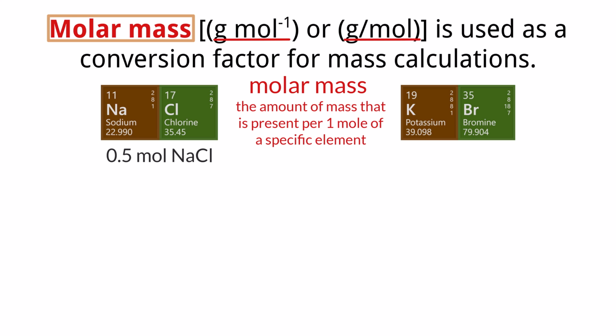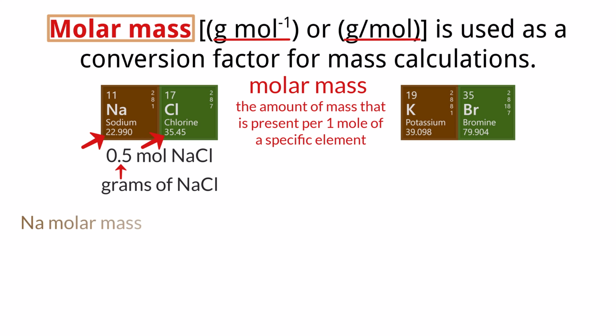But we do have electronic balances that measure in grams, which is the unit for mass. So we can find out how many grams we need to measure of NaCl by using the given value of 0.5 moles to begin with and multiplying this by the molar mass of NaCl. The molar mass can be found by checking the mass values for both sodium and chlorine on the periodic table.